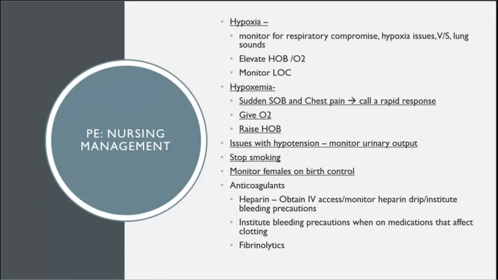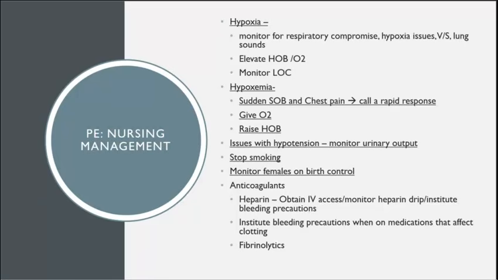And of course, depending on what the situation is, make sure that there's heparin on board or some type of anticoagulant. So for heparin, you're going to need IV access. Hopefully you've already got that. It's going to be given by a drip. Make sure you implement bleeding precautions and you're monitoring your APTT.